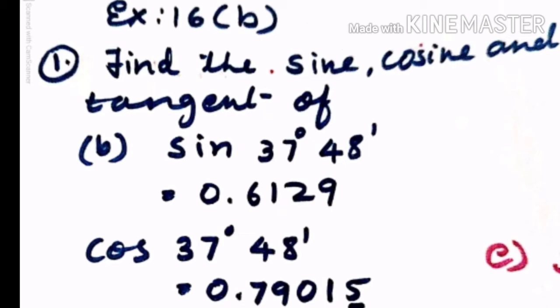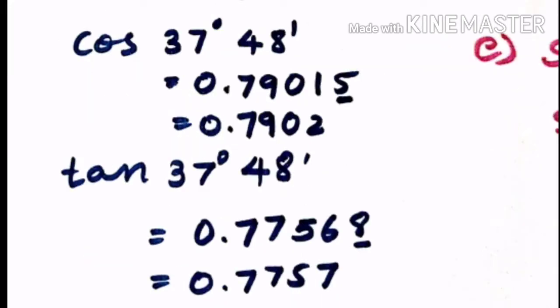Now you have to check the fifth place value, whether it is 5 or more than 5. Then in rounding off we add 1 to the previous number. So here the fifth value is 5, which means by rounding off we will write 0.7902, adding 1 to the previous number.